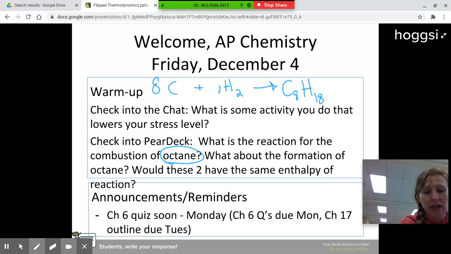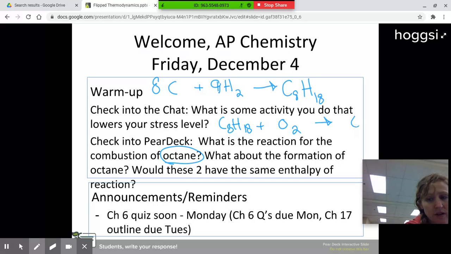So it should look like this. That would be the formation reaction. The combustion reaction of octane would be the reaction to combust octane. So you're going to do octane reacting with oxygen goes to carbon dioxide and water.